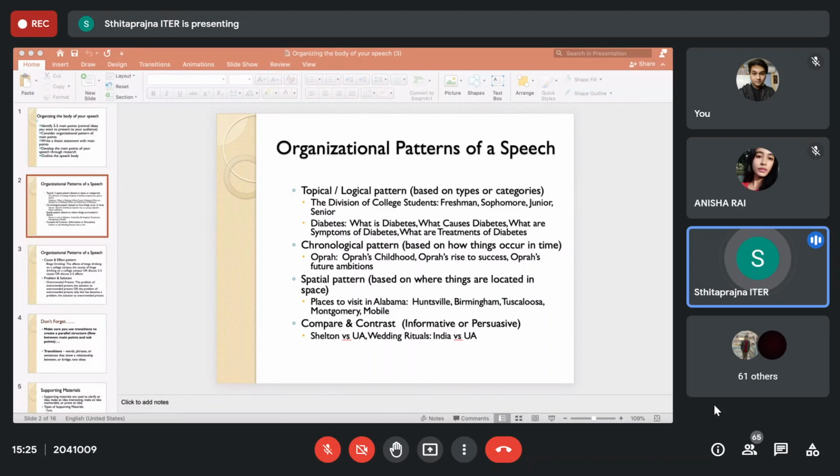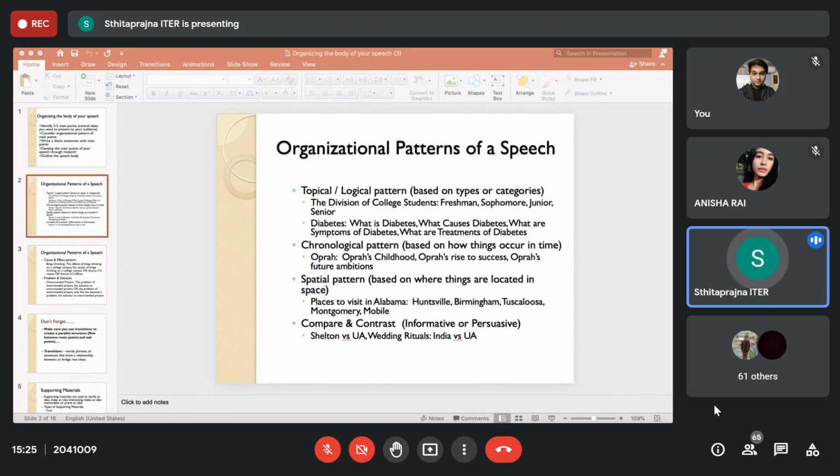The other type of organizational pattern that we can adopt is the chronological pattern. This is based on how things occur in time. So when we are talking about chronological pattern, we basically deal with some historical events, a life story, or some event which has a chronology. It could also mean if you are talking about a process or a procedure, you go chronologically. First do this, then go on to this, third do this. So that's a chronology, that's a sequence.